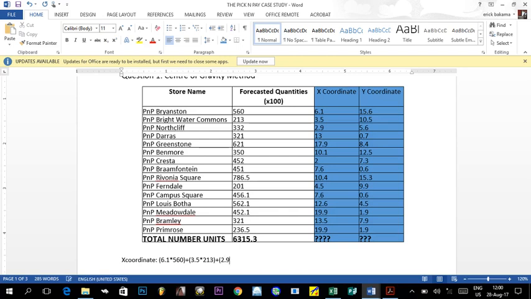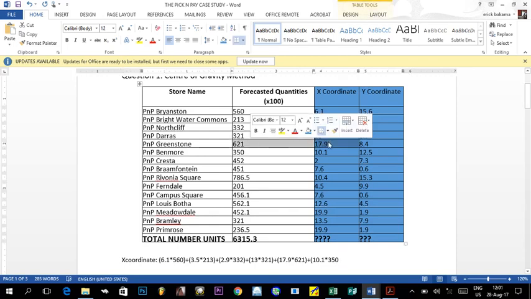Then we take 2.9 times 32, plus 13 multiplied by 321, plus 17.9 multiplied by 621, and we have 10.1 multiplied by 360. These values here, as I'm saying, we are taking the respective values. We take the x coordinate. Why the x coordinate? Because we are looking for the x coordinate of the distribution center. So we take 17.9 times the demand, which is 621. Here we were on Pick and Pay Menlyn, which was 10.1 times 360.